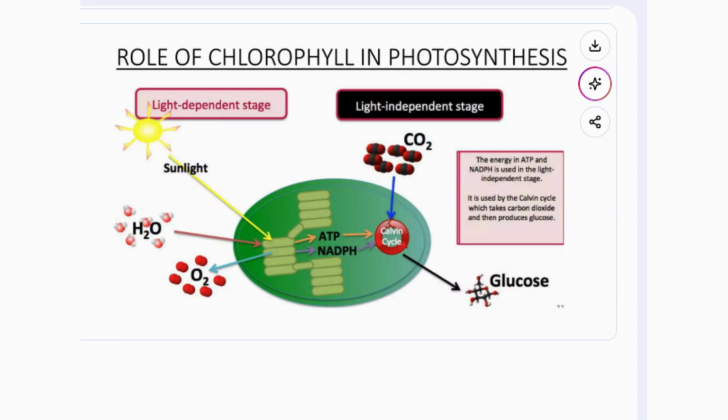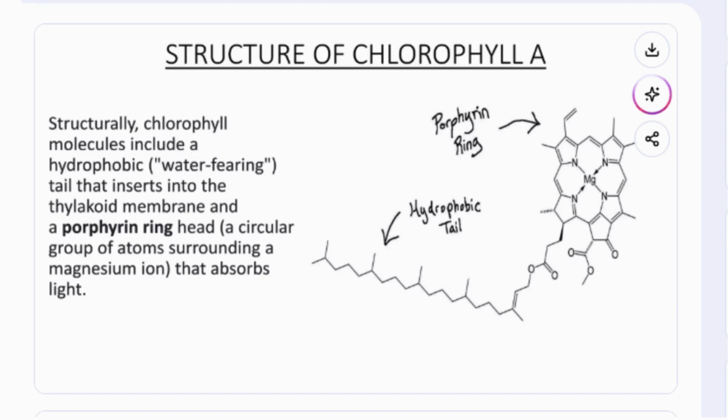So what is the role of chlorophyll in photosynthesis? It plays a precious role in both the light-dependent and light-independent stages of the photosynthesis process. So what is the structure of chlorophyll A? Basically, a chlorophyll molecule includes a hydrophobic tail that inserts into the thylakoid membrane, and a porphyrin ring head, a circular group of atoms surrounding a magnesium ion that absorbs the light.